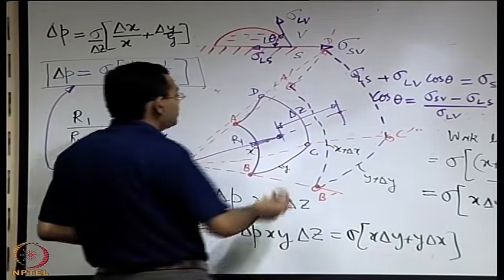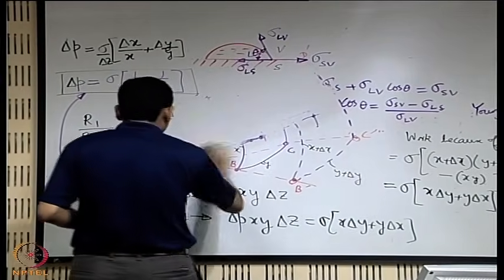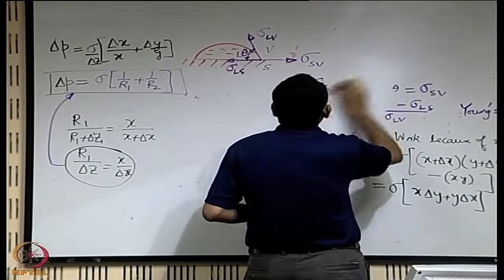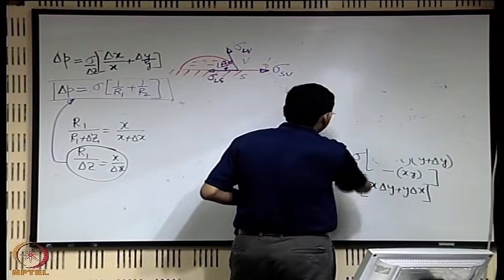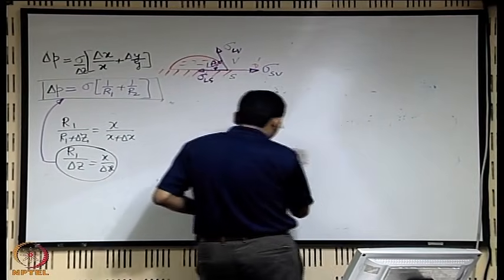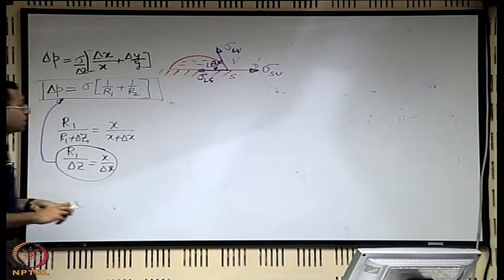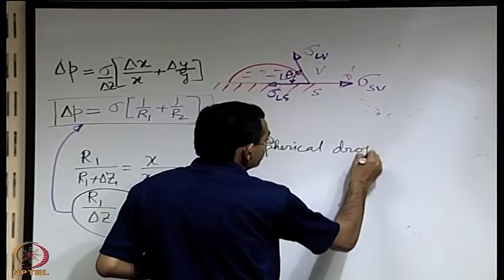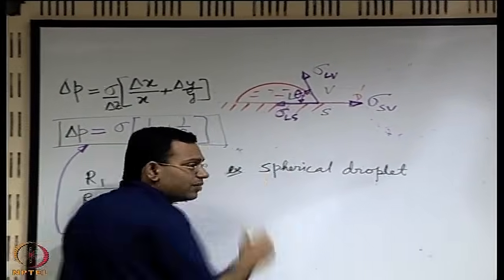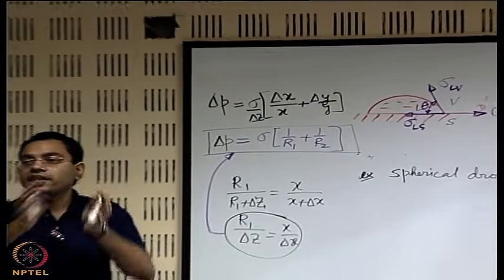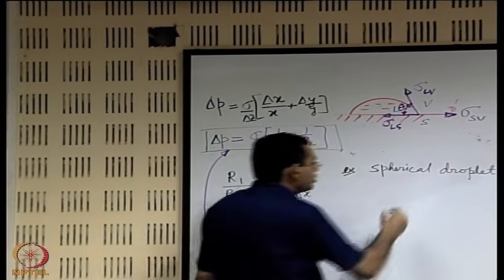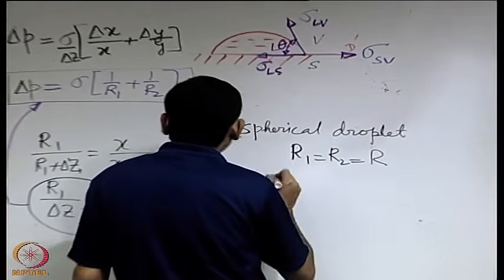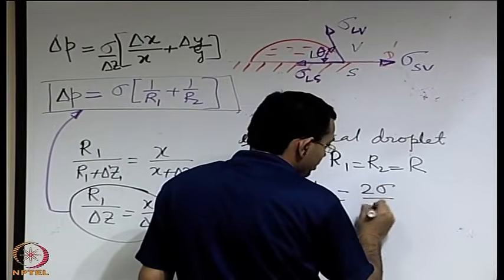We can take examples as special cases which are convenient examples to take. We consider first spherical droplets or maybe a spherical bubble. So, if you consider a spherical droplet, then what is the situation? When you have the interface as a sphere, it has same radius of curvature at all points. So, for a spherical droplet of radius r, you have r1 equal to r2 equal to r, and therefore, you have delta P equal to 2 sigma by r.